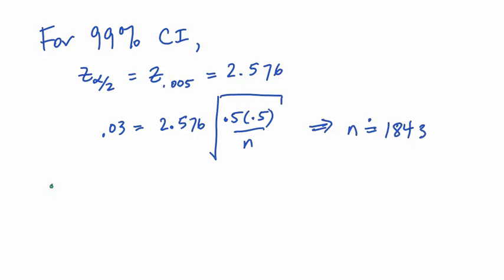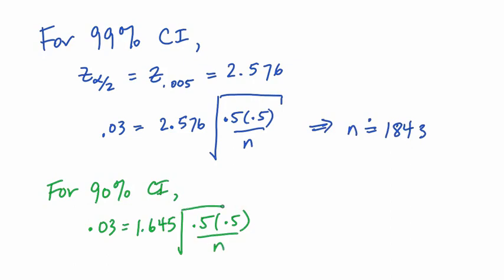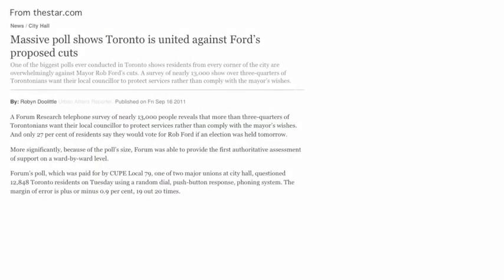If instead we wanted 90% confidence, you could probably guess that we'd need fewer people, and indeed in that case we'd only need 752. Here's another City of Toronto poll from the Toronto Star.